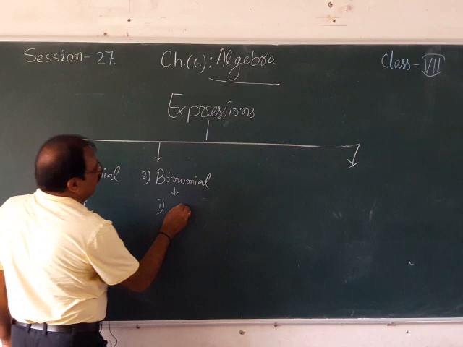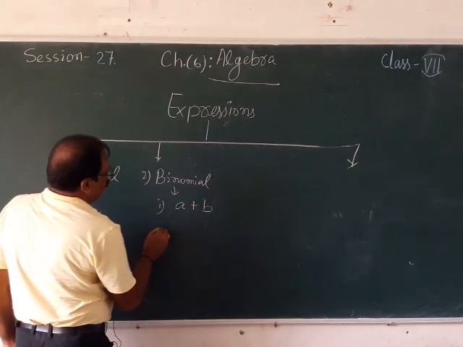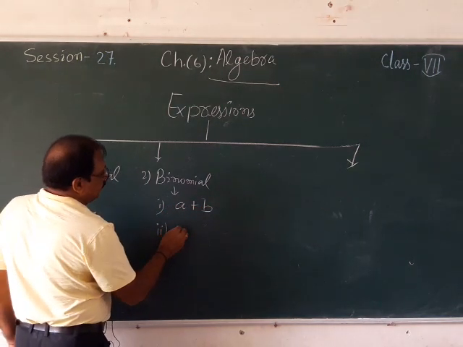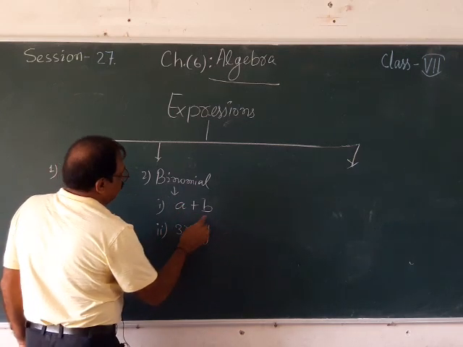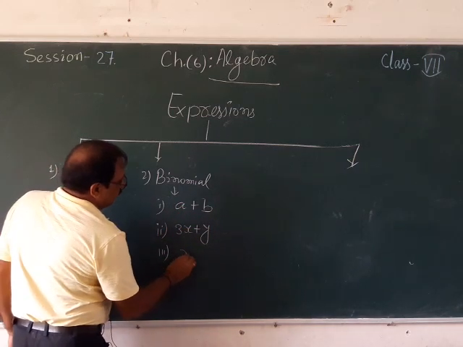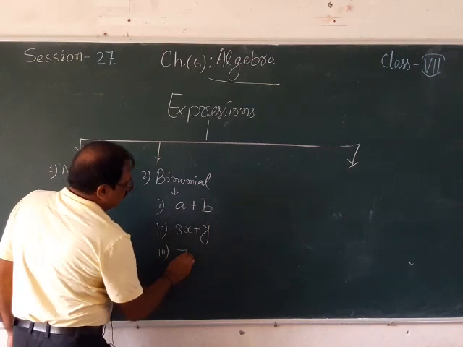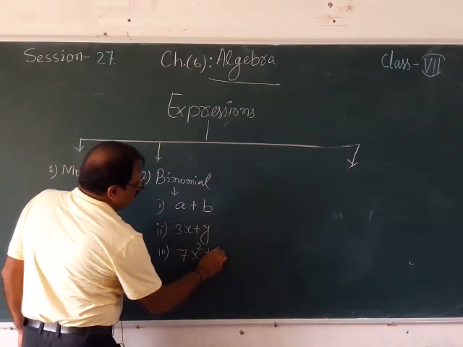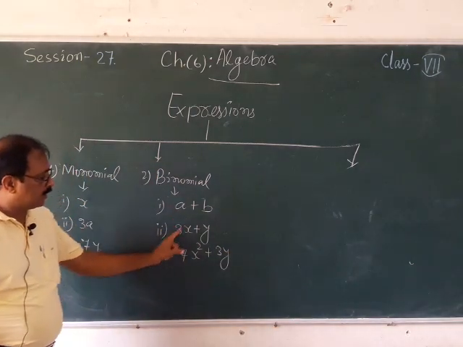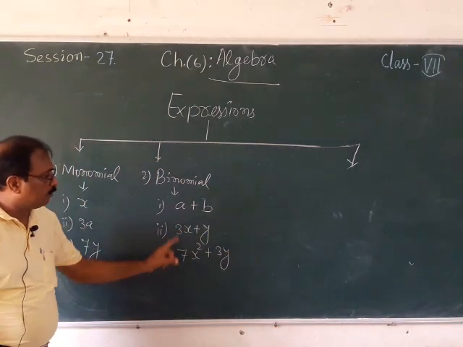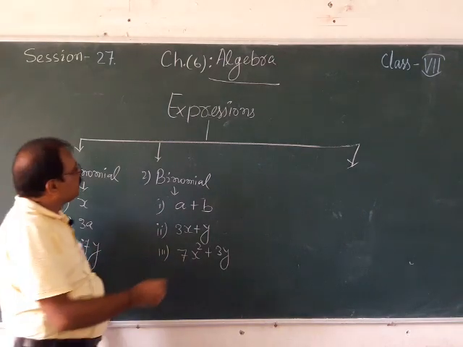For example, if I write a plus b. Second, if I write 3x plus y. These have two terms. Suppose I write 7x square plus 3y. You can see there are two terms. So these are the binomials.